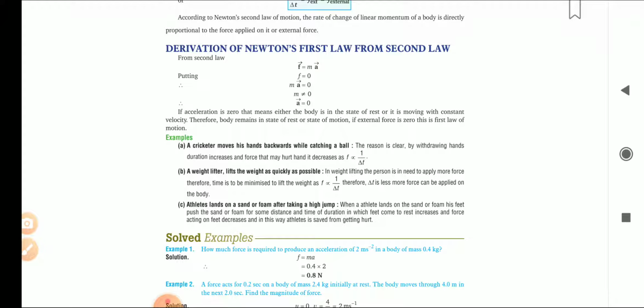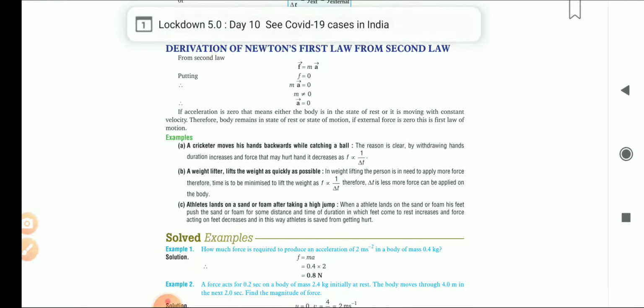Some examples are given. A cricketer moves his hands backwards while catching a ball. Why is he moving his hand backwards? You have seen while playing cricket, while you are taking a catch, you are not keeping your hands intact. You take your hand backside. Why? Because he is increasing the time interval in which that momentum is coming to 0. So the rate of change of momentum is taking place in a large time.